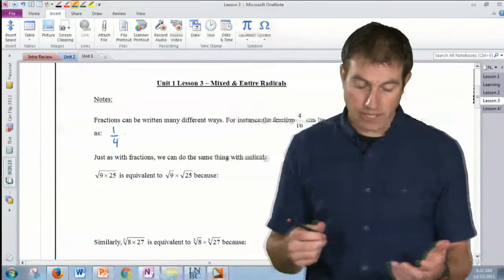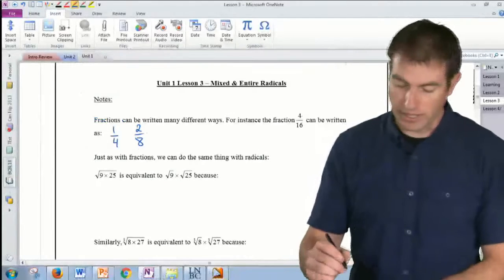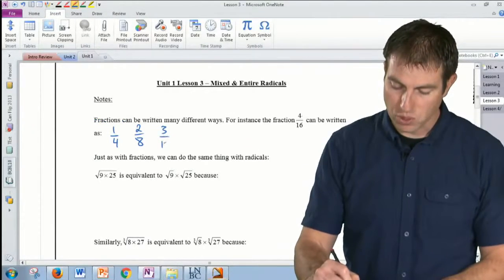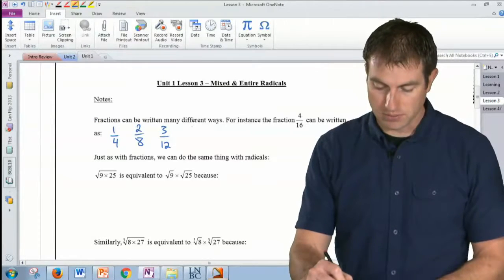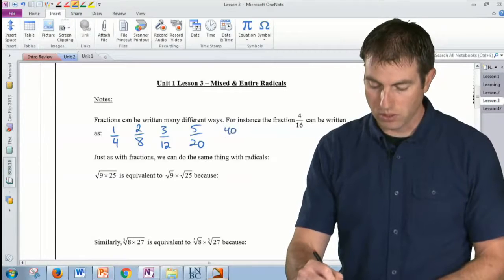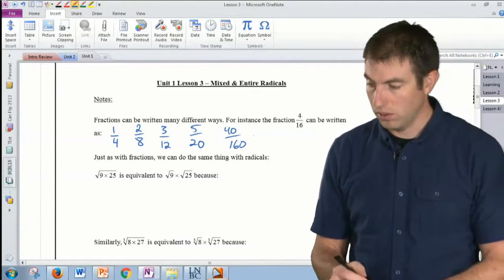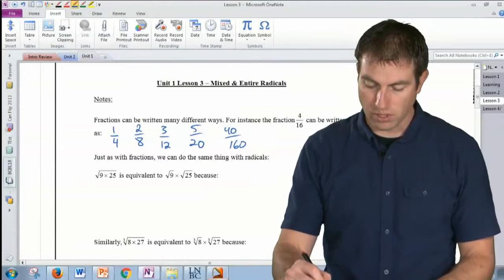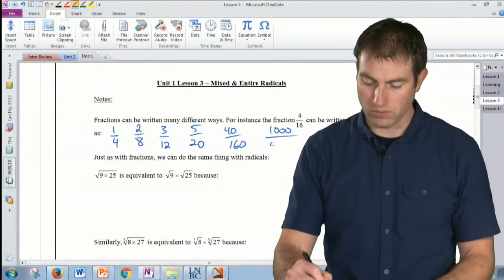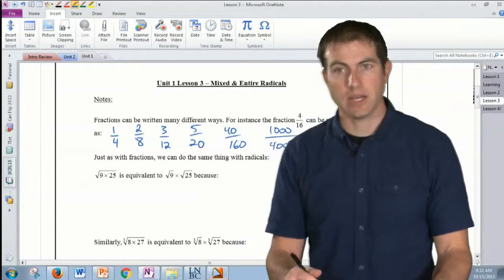If I multiply both the top and bottom by 2, I could get 2/8. 2 divided by 8, still 0.25. I could write it as 3/12, or 5/20, or 40/160, or 1,000/4,000. It doesn't matter.